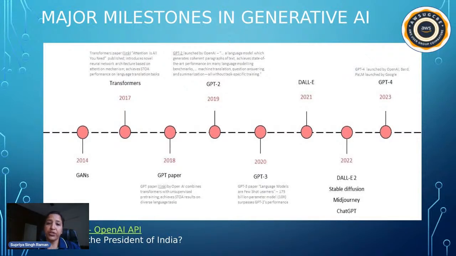So when you talk about generative AI, it actually starts with GAN, which was launched in 2014. But GAN is not the base of all the models which we have these days.